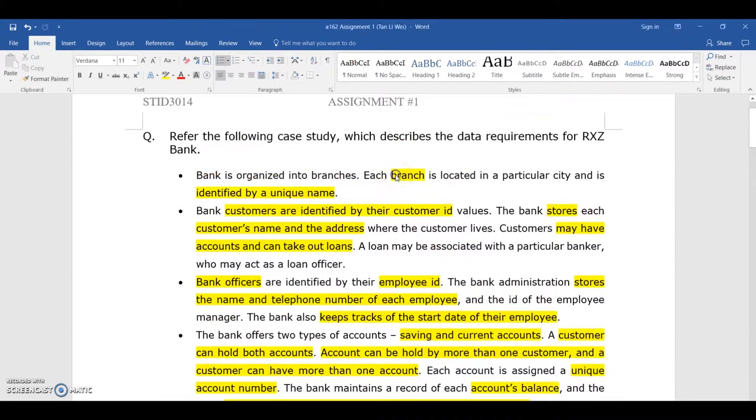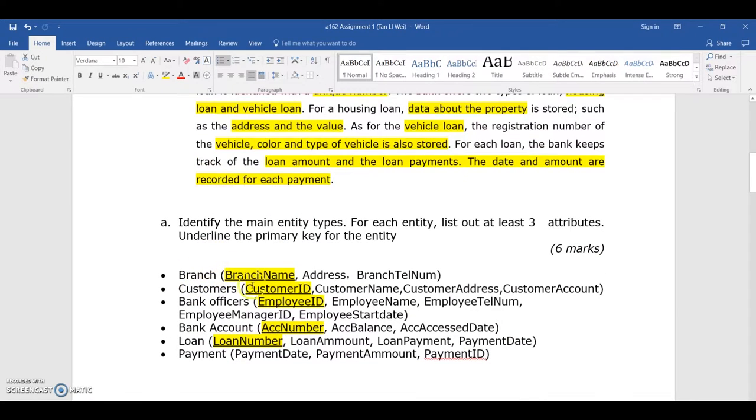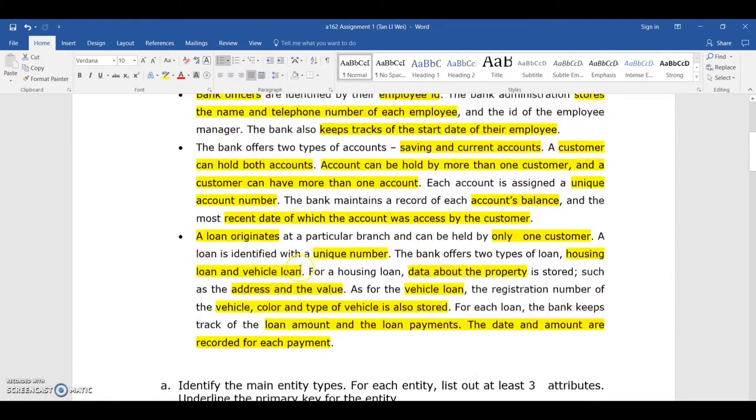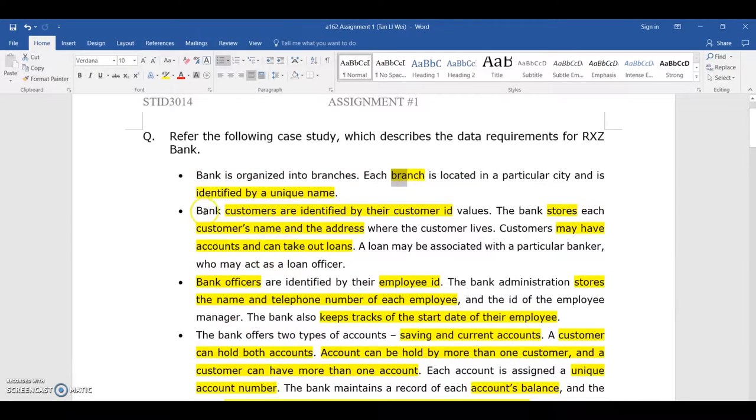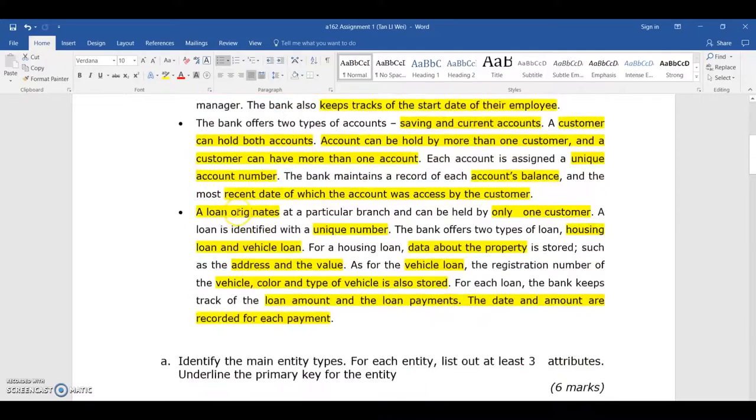I can find in here, branch. This is the entity, a particular city, and identified by its unique name. The second one is the customer. The customer has the attributes of customer ID, customer name, customer address, customer account. For the primary key, it will be the customer ID. Why? Because it's stated here, bank customers are identified by their customer ID value. And the rest of the attributes are found in the highlighted place here: customer name, address, and the account.